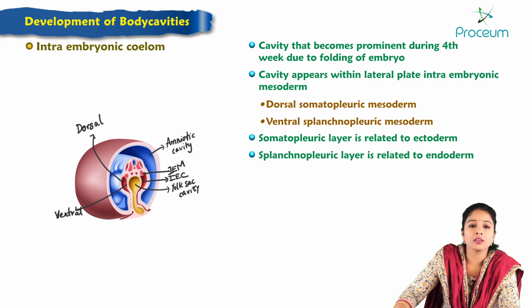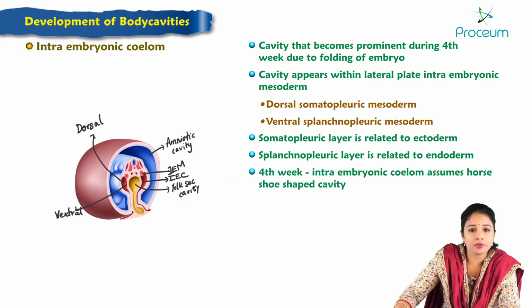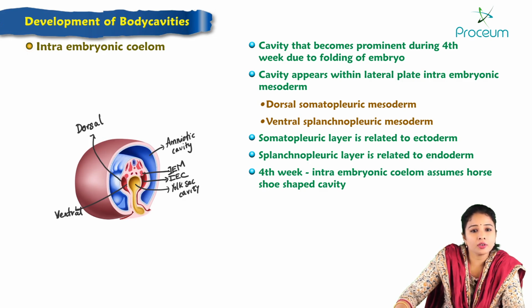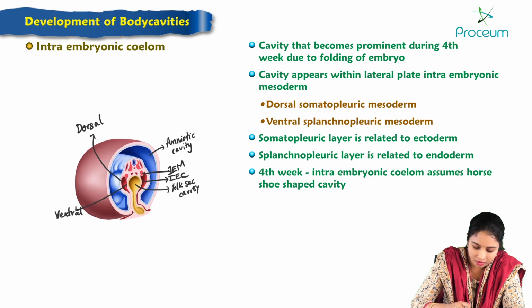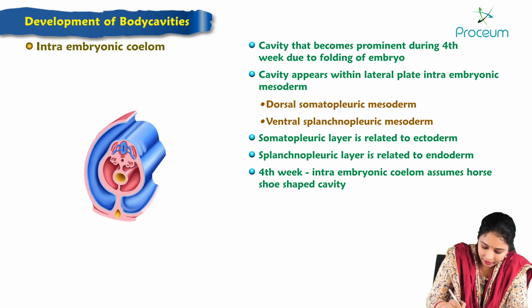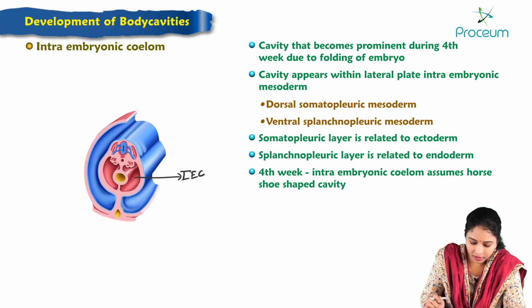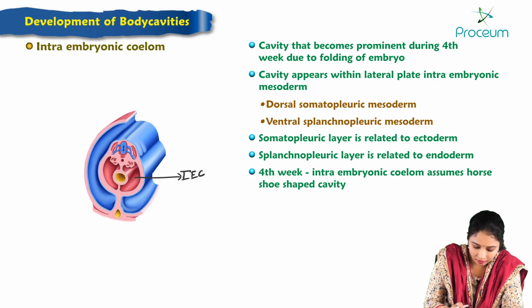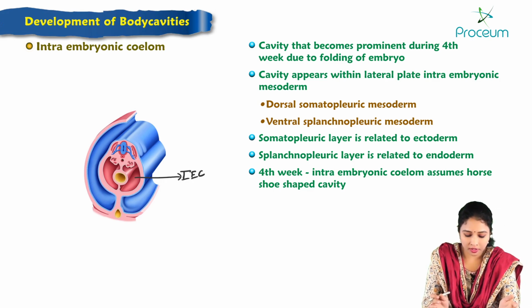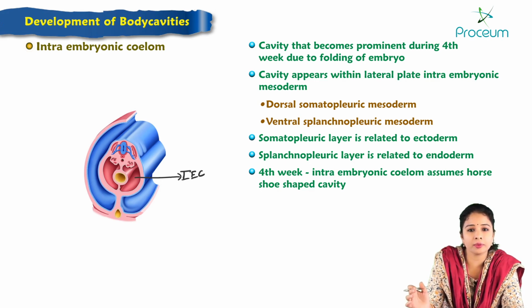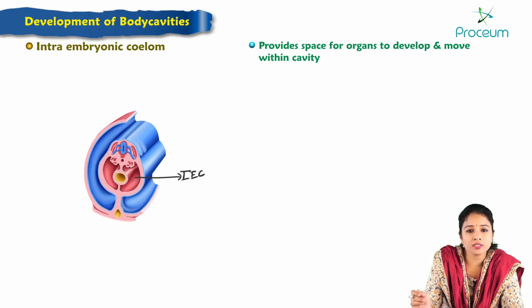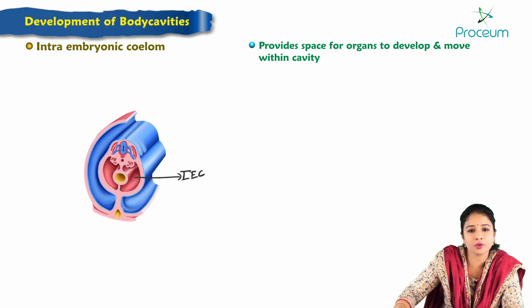In the fourth week of intraembryonic development, the intraembryonic coelom assumes a horseshoe shape. Here we can see it appearing on each side, and later becoming a larger coelom. We can see it on each side, and slowly they coalesce to form a horseshoe-shaped cavity. It provides the space for the organs to develop and move within, this intraembryonic coelom.